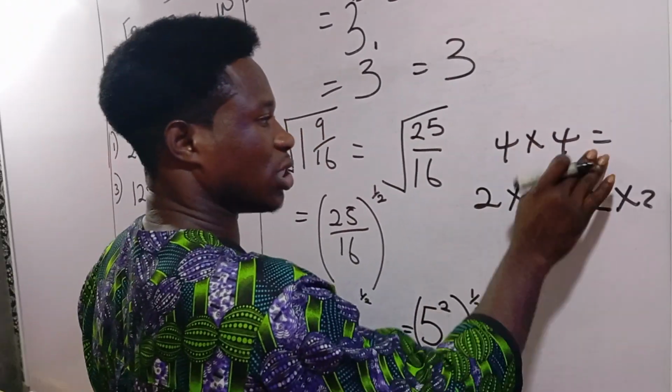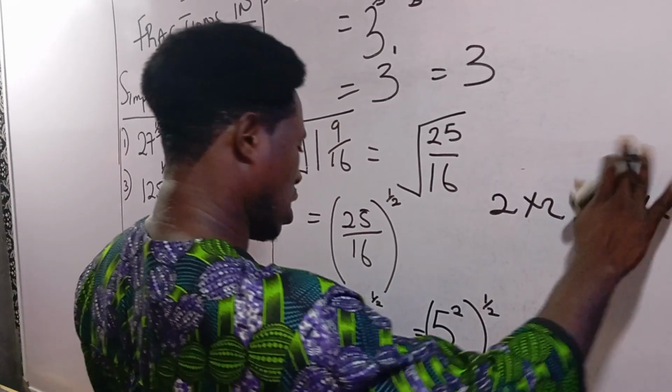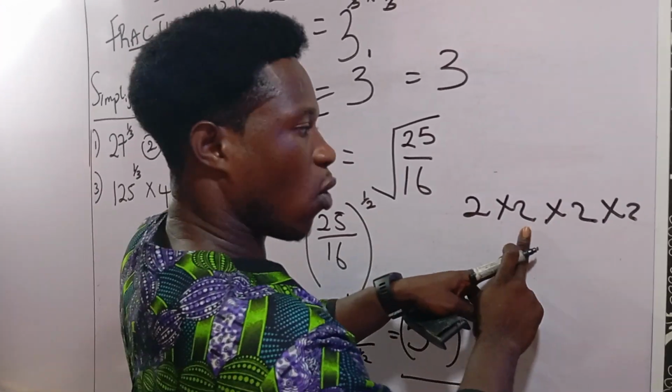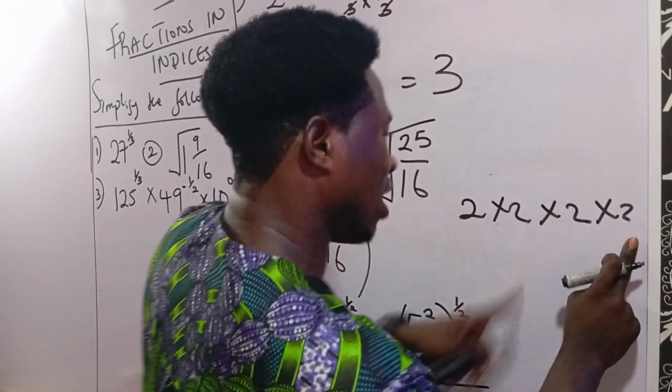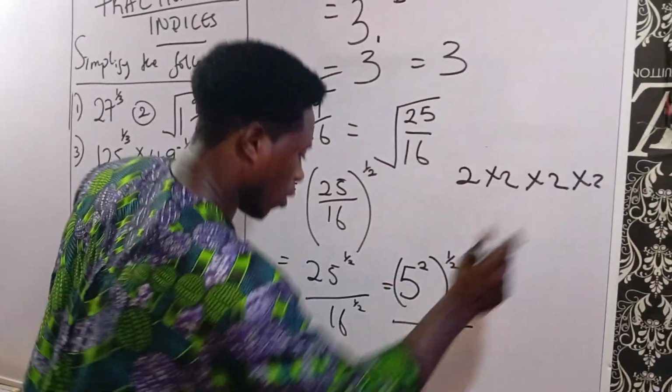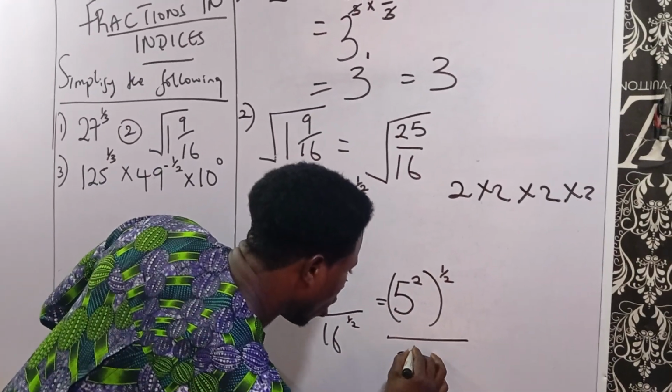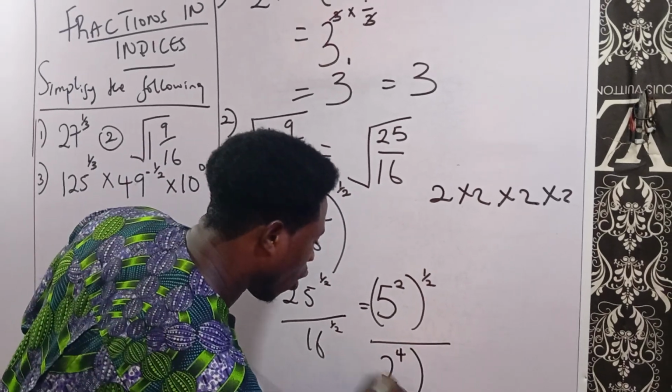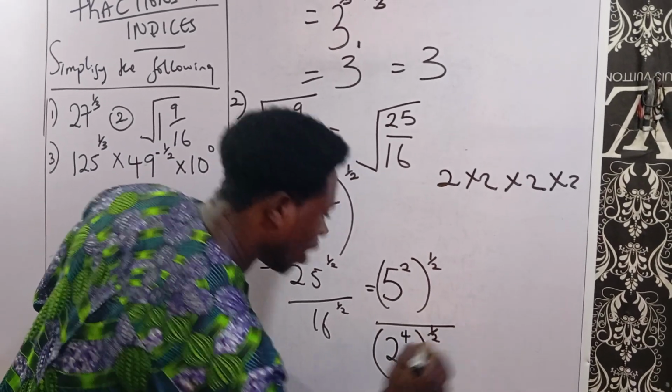So you can use either, but I advise you use the lowest term. That is 2 times 2, 4. 4 times 2, 8. 8 times 2, 16. That's 2 raised to power 1, 2, 3, and 4. 2 raised to power 4. 16 is equivalent to 2 raised to power 4, all bracket, raised to power 1 over 2.